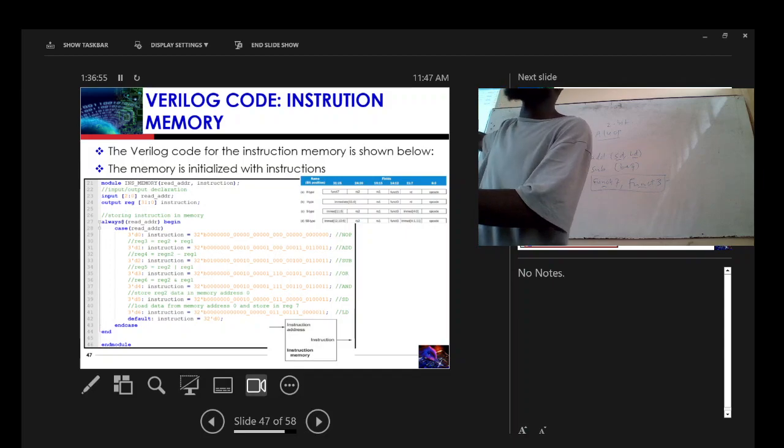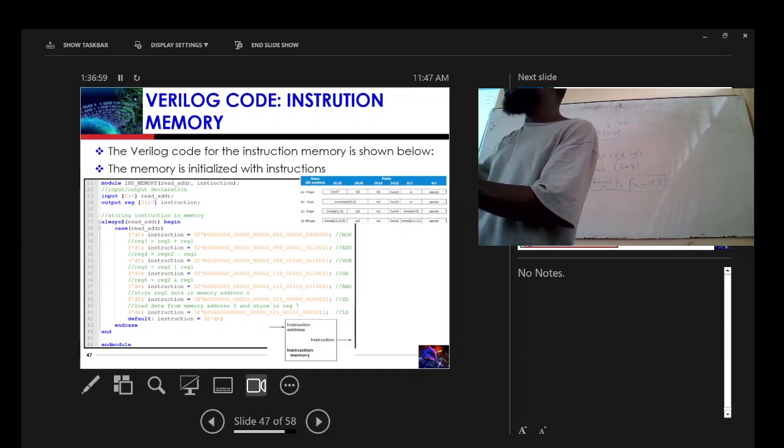Okay, so this is the instruction memory. Now, very important. As I said, we are doing some kind of instructions, right?